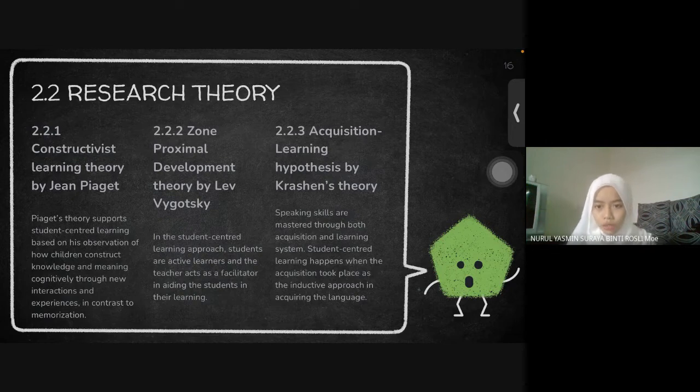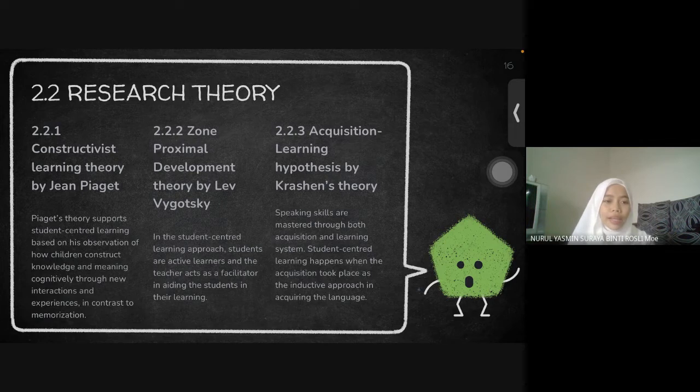The first one is constructivist learning theory by Jean Piaget. Piaget's theory actually supports student-centered learning based on his observation of how children construct knowledge and meaning cognitively through new interactions and experiences in contrast to memorization. As we all know, this theory asserts that learners construct knowledge instead of acquiring new knowledge. And then the learning process becomes active through the learner's environment and experiences.